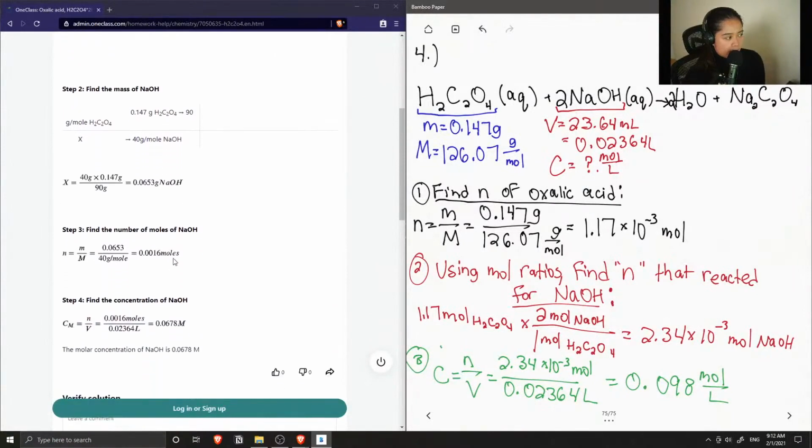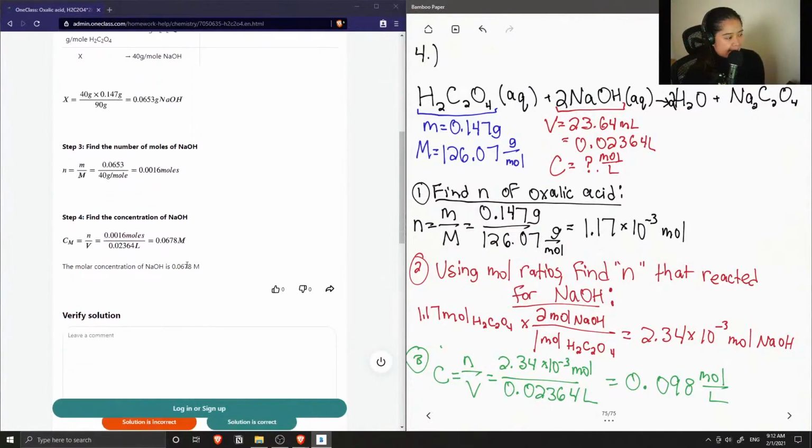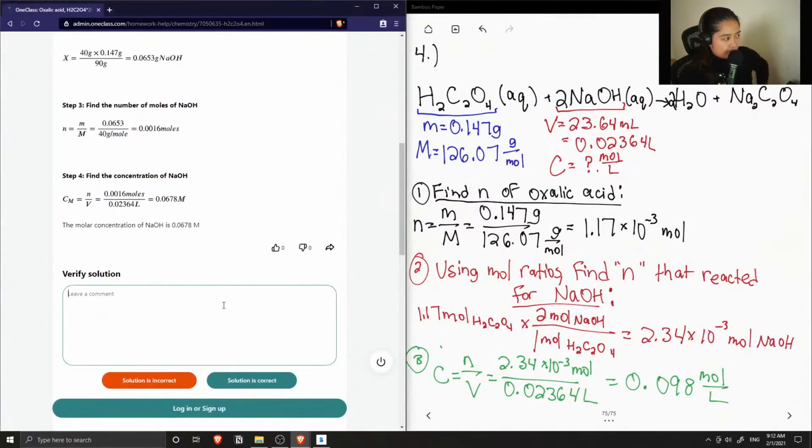I'm not really sure how they did this. But I'm just going to say it is incorrect. We need to take into account molar ratios of oxalic acid and sodium hydroxide to solve this question.